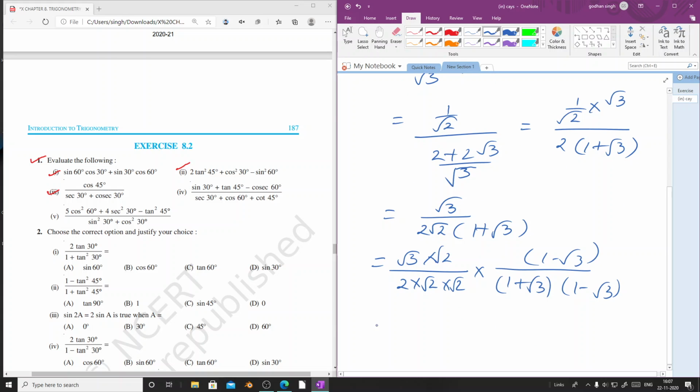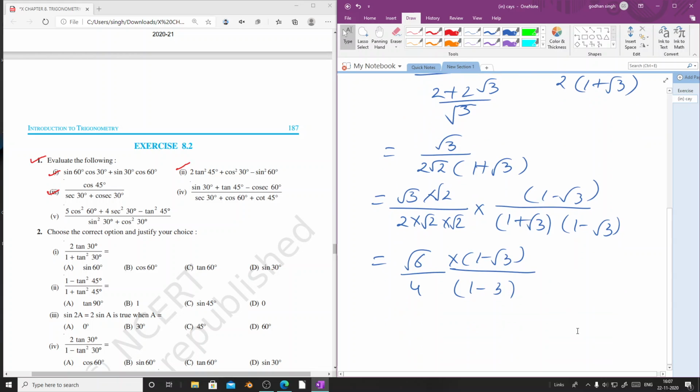So equal to, we are getting here root 6 over, this will become 2 into 2, that is 4, and here into 1 minus root 3, and this will give us 1 plus root 3 into 1 minus root 3, that is 1 minus 3, because you can apply the formula of a plus b into a minus b, that is a square minus b square. So equal to, we can take this root 6 inside, so it will be root 6 minus root 18, and in the denominator we can write 4 into minus 2.